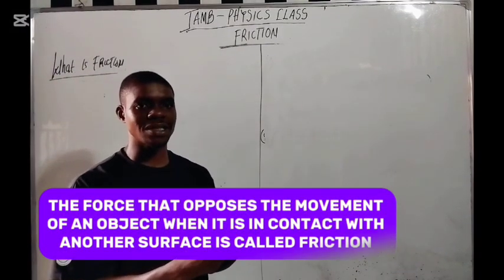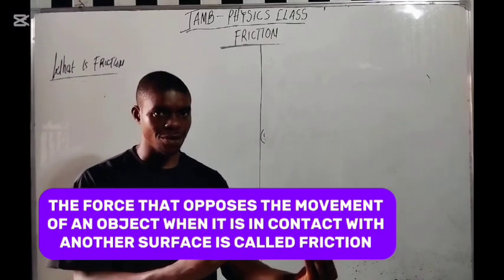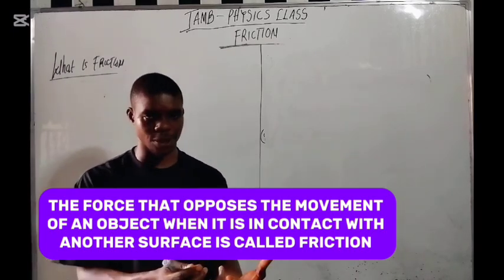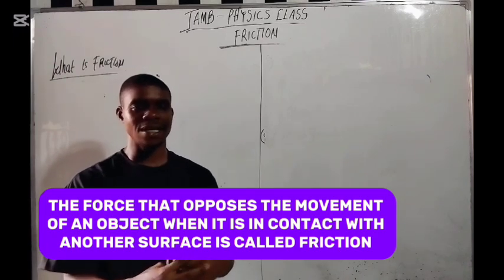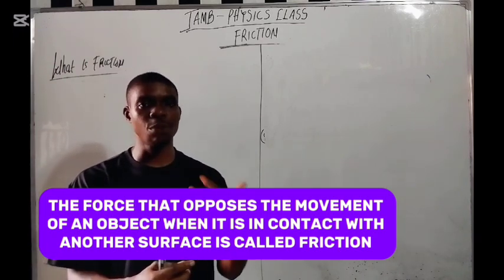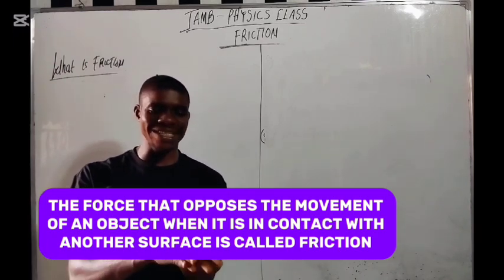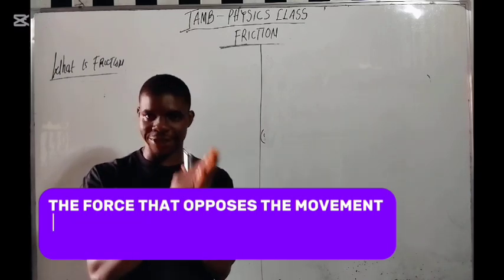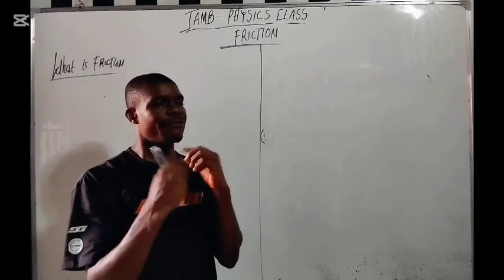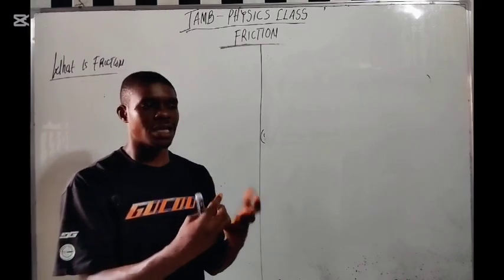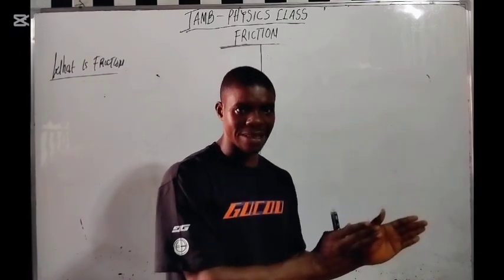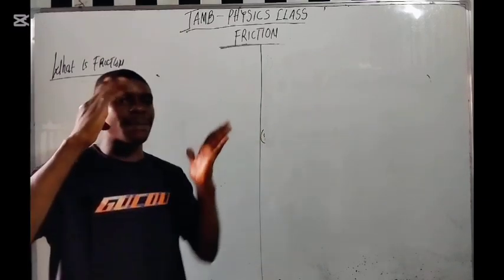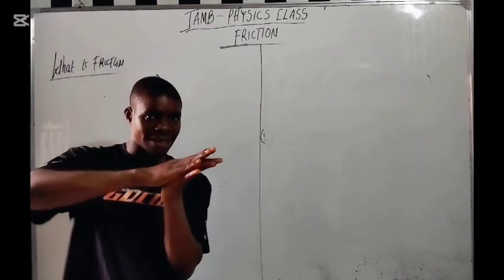So the force that opposes the movement of an object when it is in contact with another surface is called friction. Let me go over it again. The force that opposes the motion of an object when it is in contact with another surface is called friction. So there must be two objects in contact.